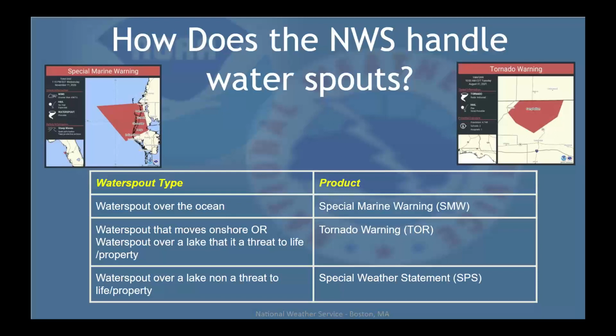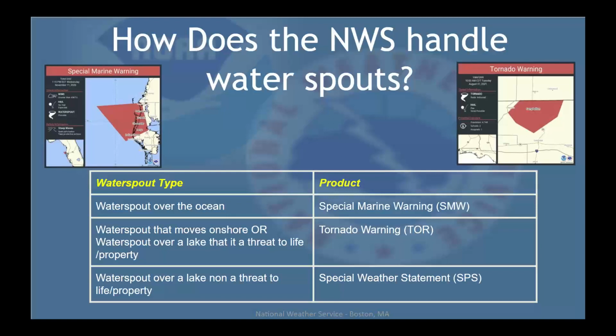Now, if it is a waterspout that moves on shore, then, so I say the one I talked about on Cape Cod, we had special marine warnings out on it until it reached the shore, and then we connected it and matched it right up with a tornado warning over the land as soon as it moves ashore.